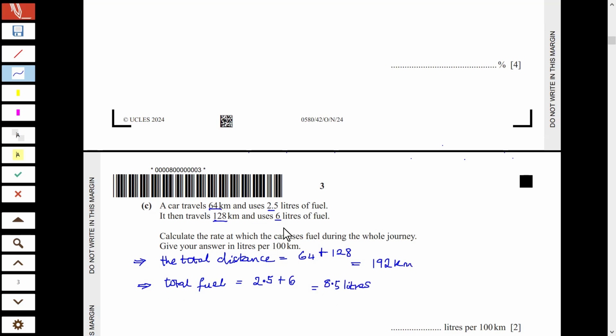Calculate the rate. We're told to calculate the rate. The question says calculate the rate at which the car uses the fuel. The rate will be equal to the total fuel, which is 8.5 liters, over the total distance, which is 192 kilometers, times 100. If you multiply and divide by 192, you're going to get a final answer of 4.43 liters per 100 kilometers.